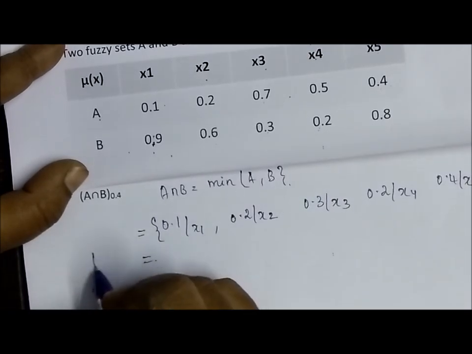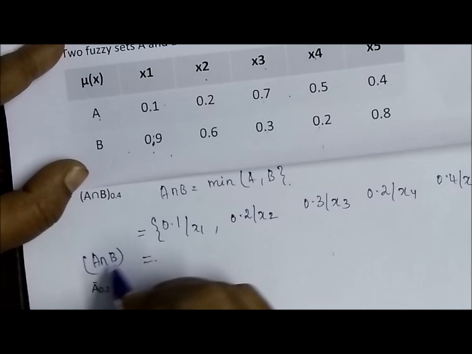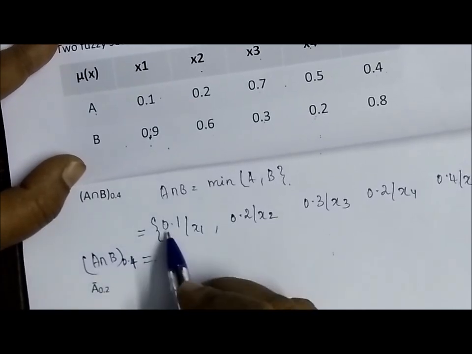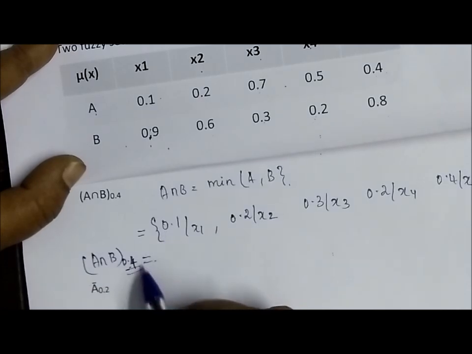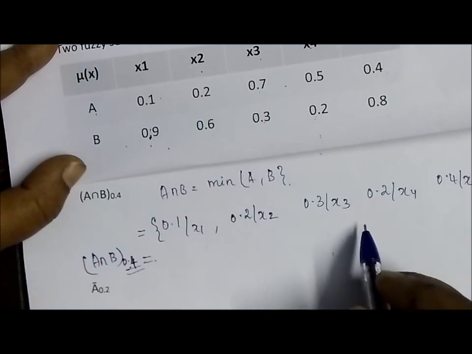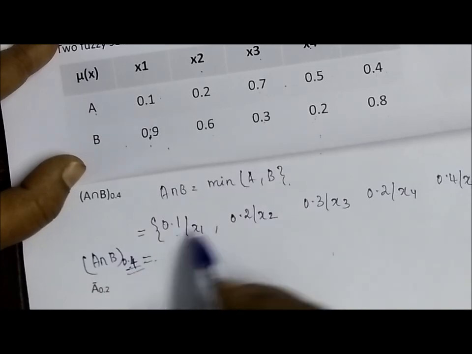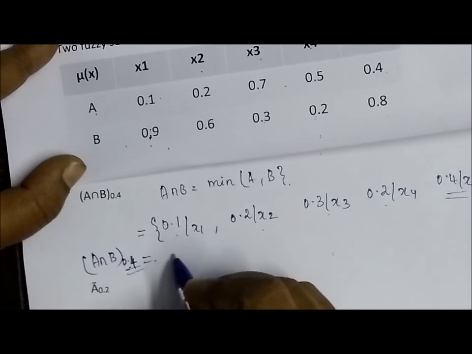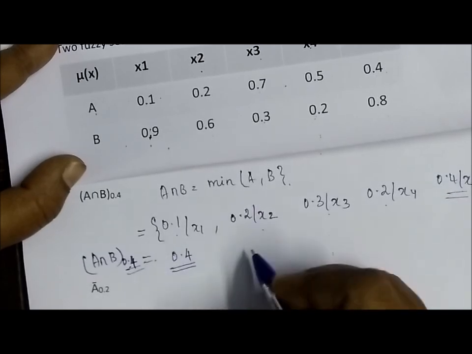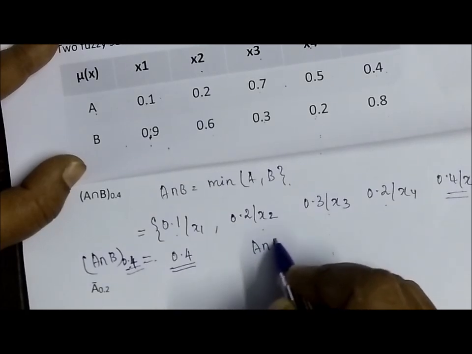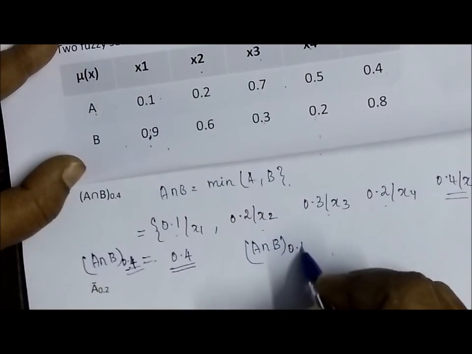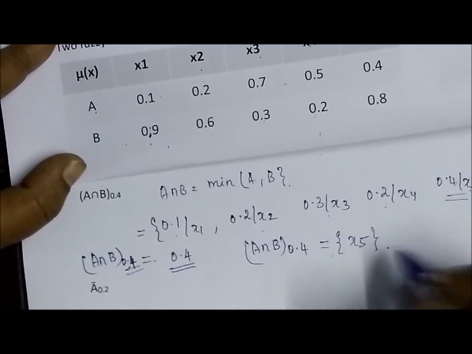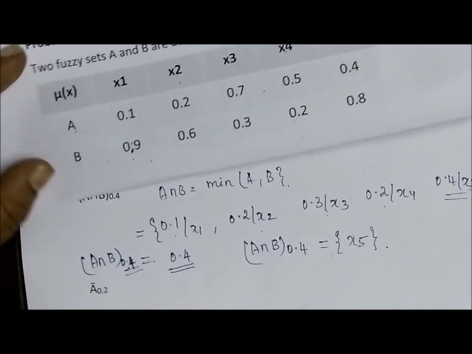So here we have A intersection B 0.4. A intersection B 0.4 means we should have the values greater than or equal to 0.4. See here, 0.1, 0.2, 0.3, 0.2, 0.4. So we'll have only 0.4. Okay, so A intersection B 0.4 will be x5 alone. Okay, so this is how we have to find it.